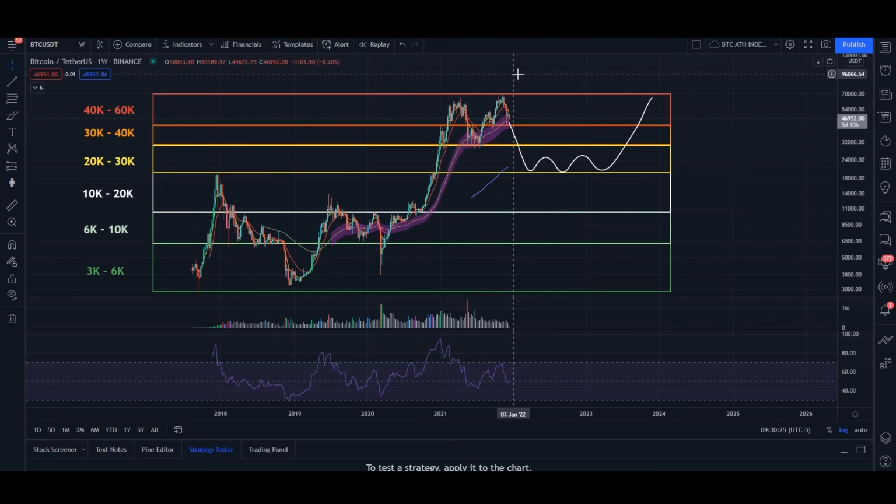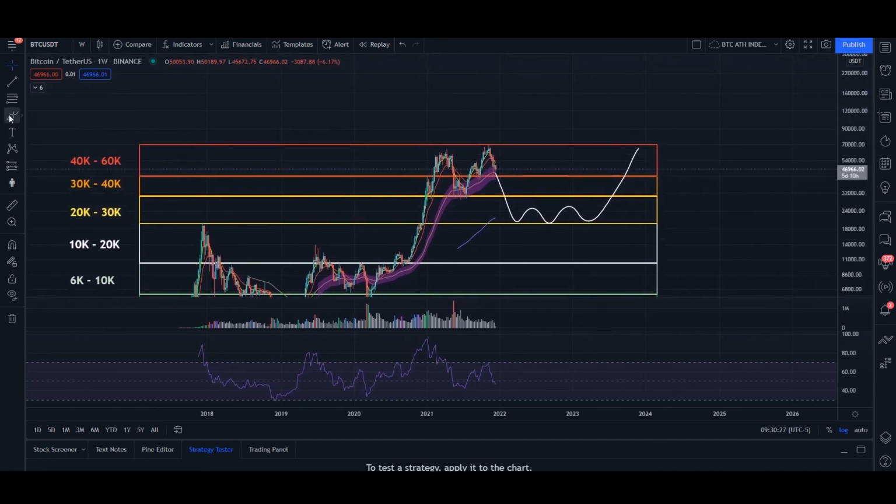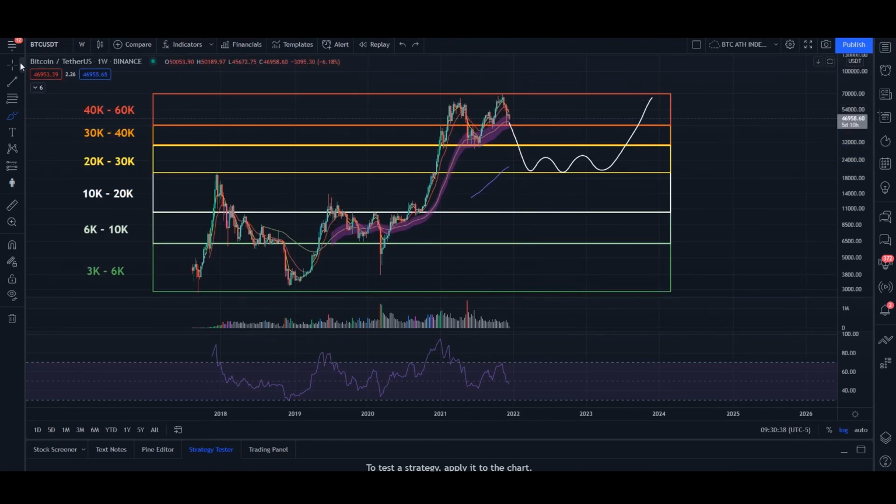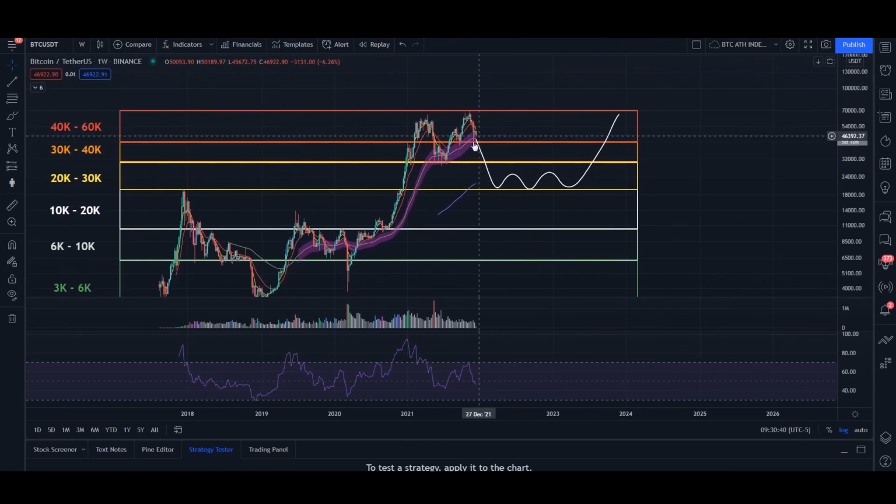Everyone expected a blow off top. Everyone expected Bitcoin to do something like this and then come down, right? Or here like this and then come down, right? But what actually happened is that the market maker manages the expectations of everyone. He always tries to outsmart the market.